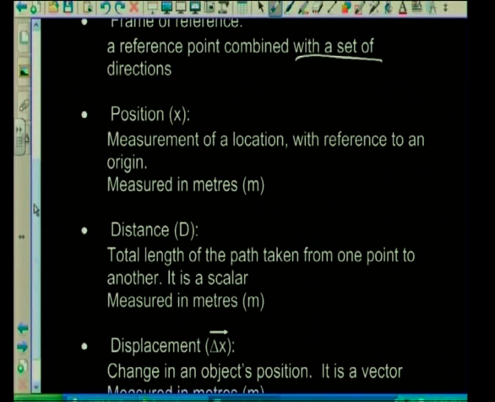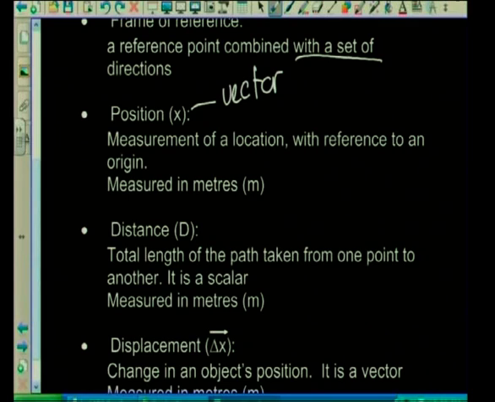Symbol X. When we look at change in position, it's delta X. Position is a measurement of a location, with reference to an origin. All position means is that if I tell you you have a position that is 3 meters south of me, you have a position. Position would be a vector. Position and displacement often get put together, measured in meters, the SI unit, not kilometers.